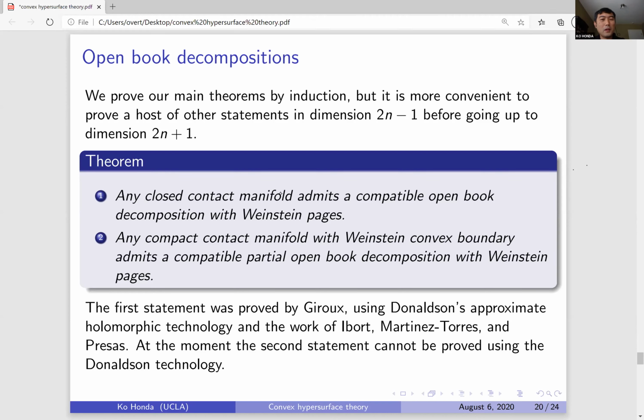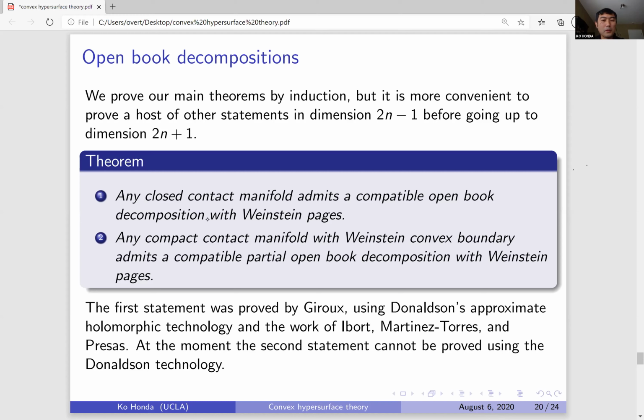Any closed contact manifold admits a compatible open book decomposition with Weinstein pages. Okay. And also, if you have a contact manifold with Weinstein convex boundary, you have a compatible generalization of an open book called a partial open book decomposition with Weinstein pages.